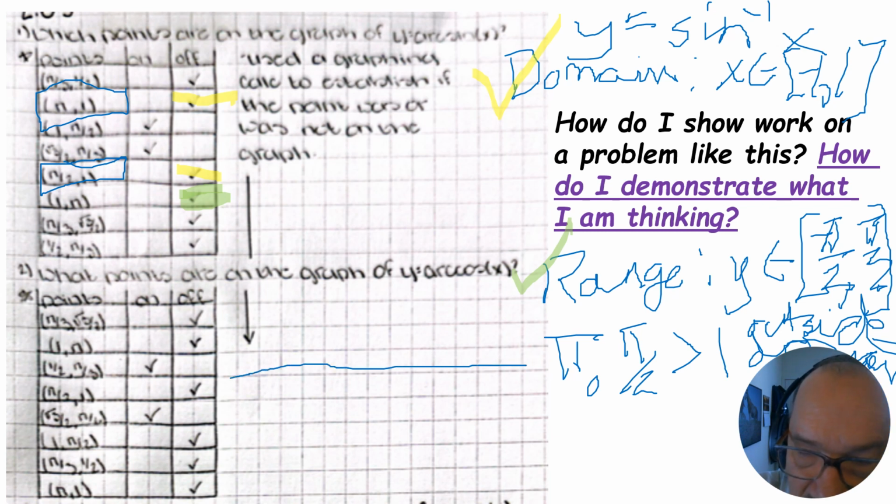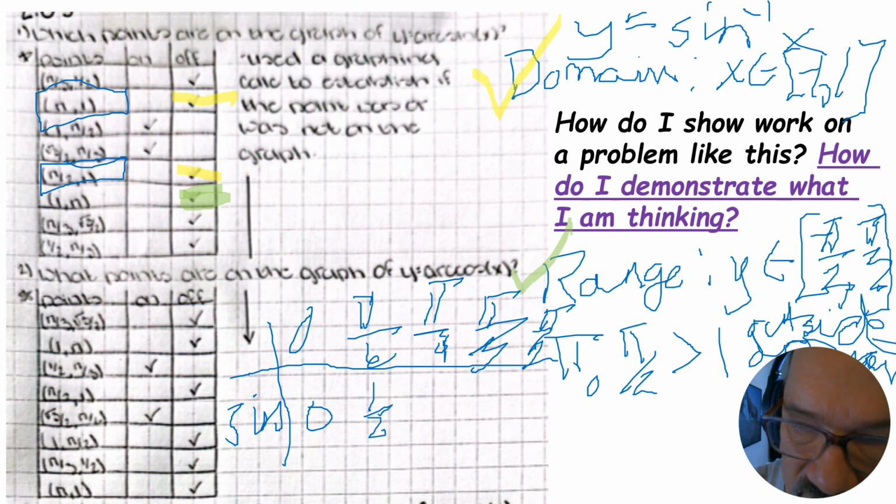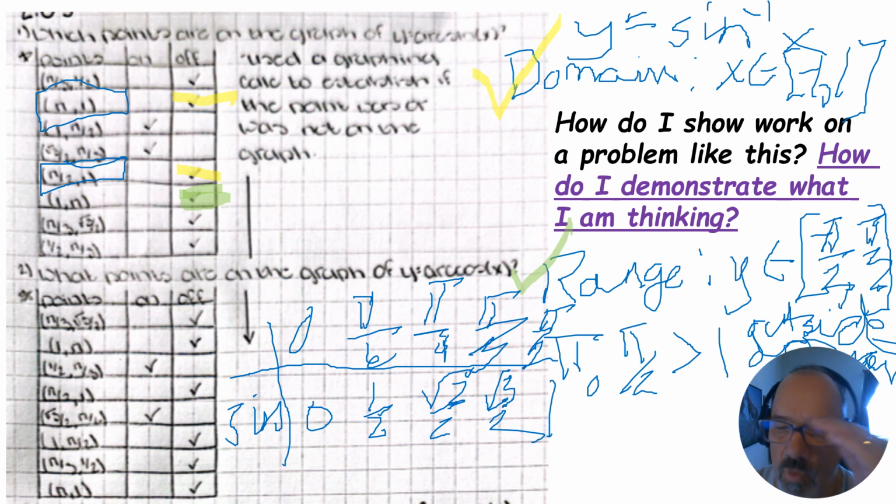Now, if you'll remember, if I have sine here, and then I have the angle 0, pi over 6, pi over 4, pi over 3, and pi over 2, then the values are 0, 1/2, square root of 2 over 2, square root of 3 over 2, and then 1. Now, why does this help?